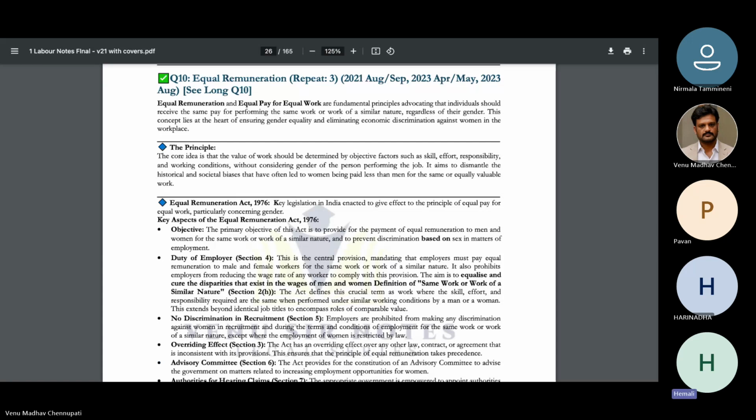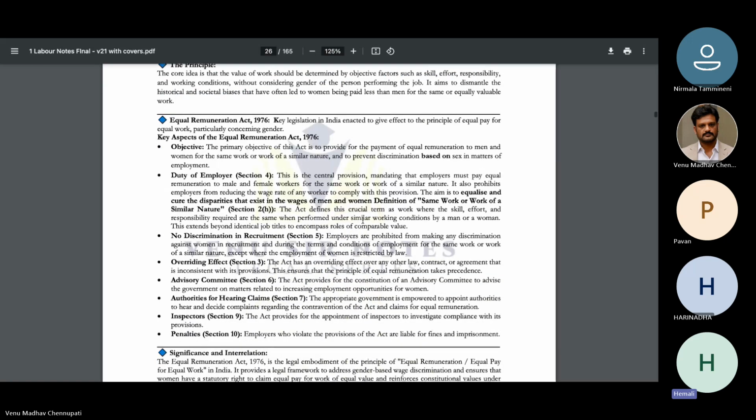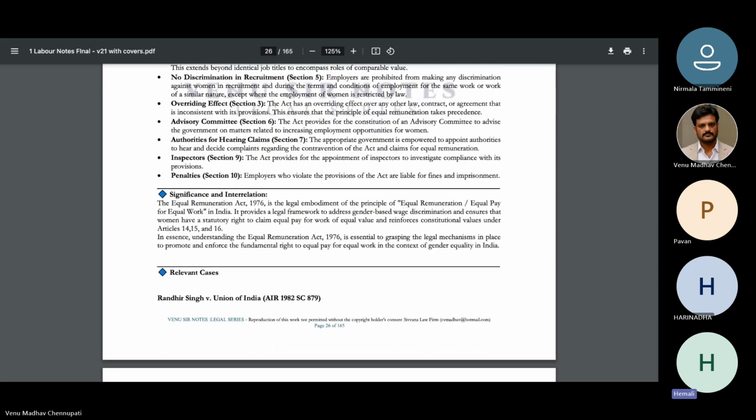No discrimination in recruitment, Section 5. Employers are prohibited from making any discrimination against women in recruitment, during the terms and conditions of employment for the same work or work of similar nature, except where the employment of women is restricted by law. So there are some exceptions.